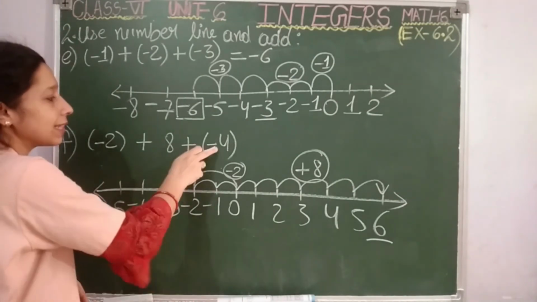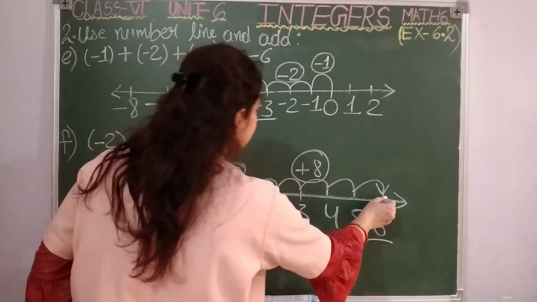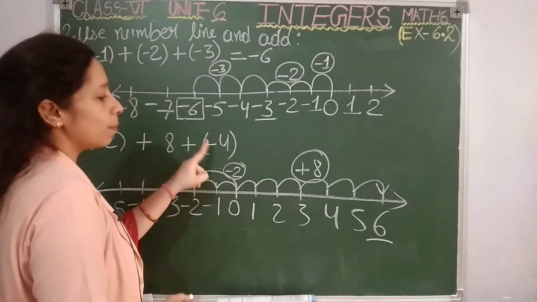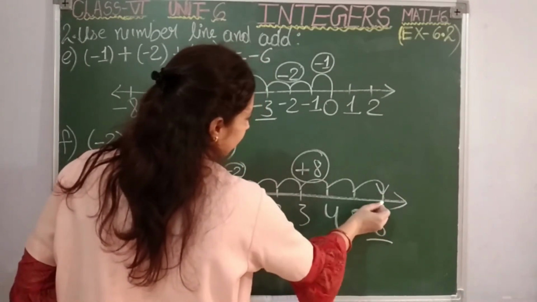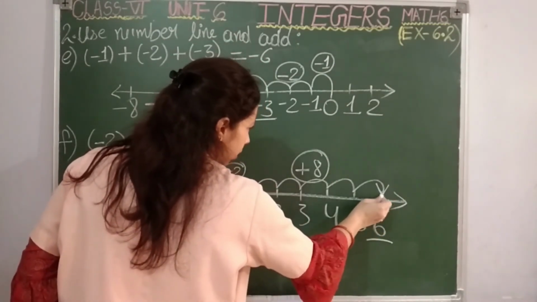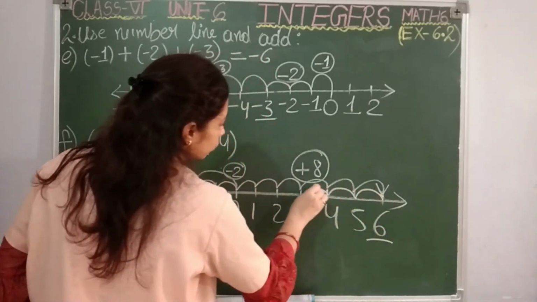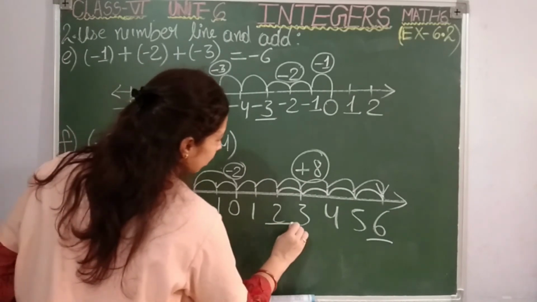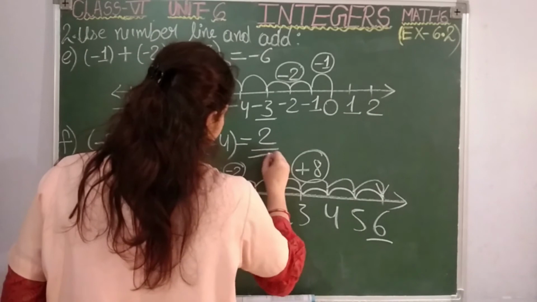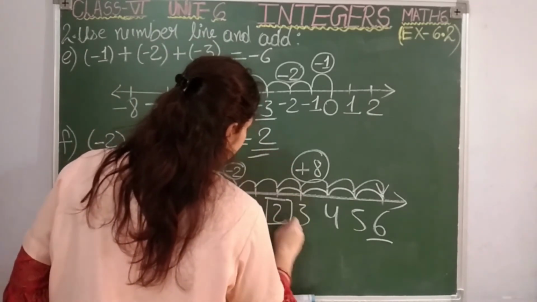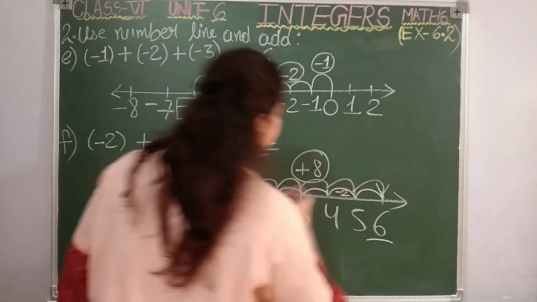Clear students? Then the next integer is minus 4. Again a negative integer. So from this again I have to move 4 steps back, isn't it? So students, for reaching 4 steps back, now small curves I'll draw. 1, 2, 3, 4. So where am I reaching? I am reaching at 2, students, a positive 2. So here my answer is 2, and if you want you can show this in brackets also. Clear? And here somewhere if you want you can write minus 2.